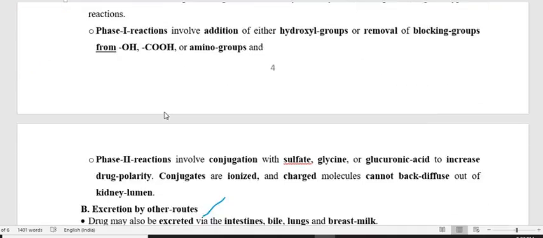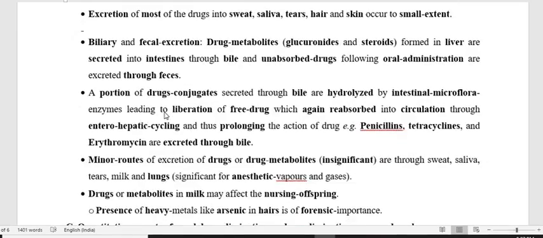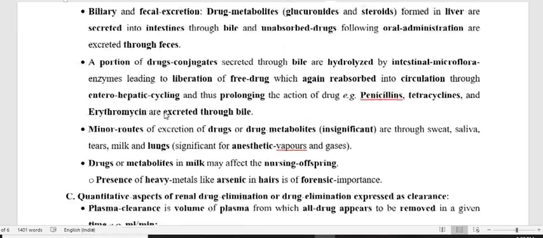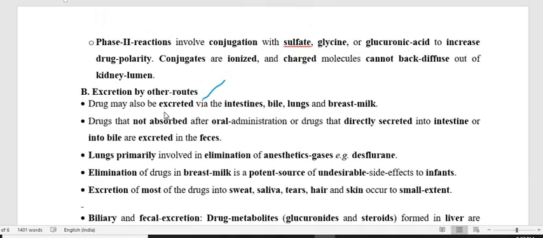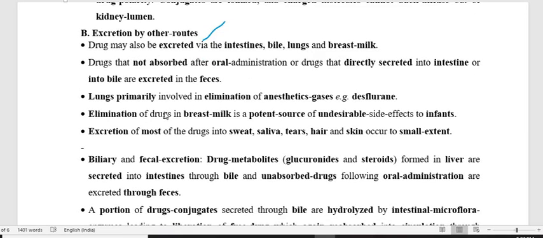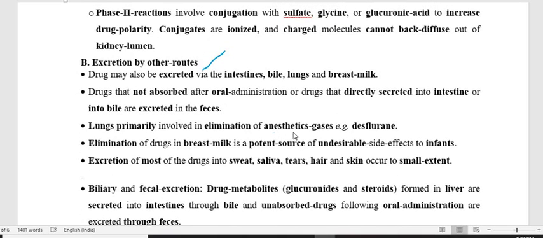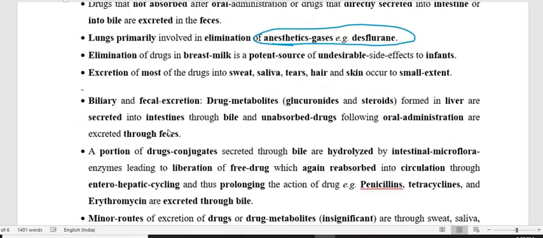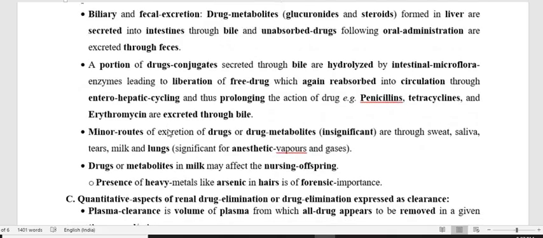Now we have to go through the non-renal route of excretion, and we are going to see some more points under this. So gaseous anesthetic, that is pulmonary excretion. The example is desflurane. Desflurane is excreted out through pulmonary excretion.